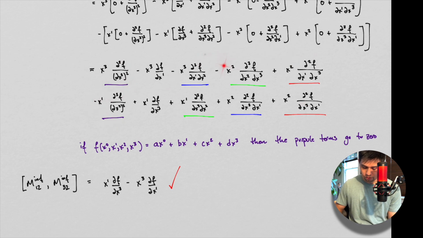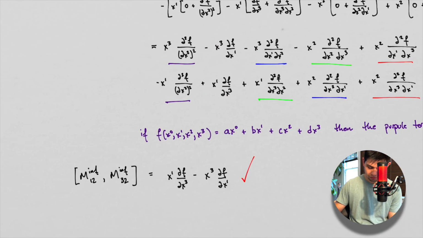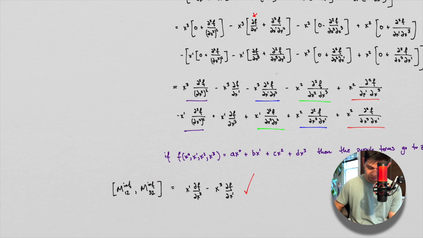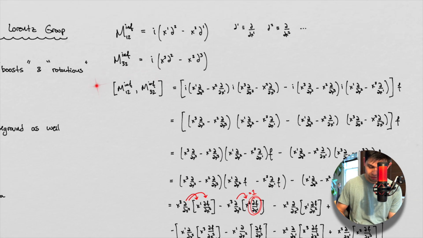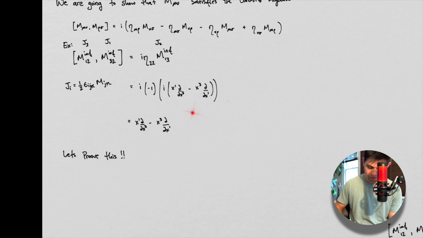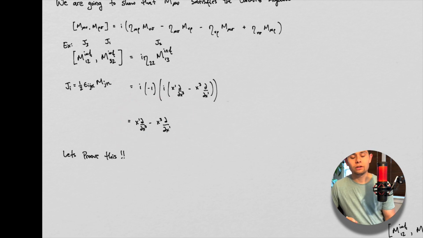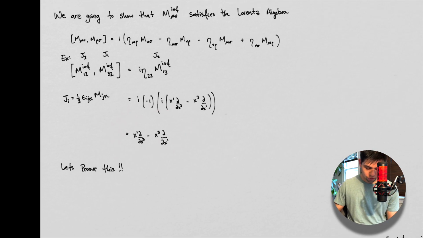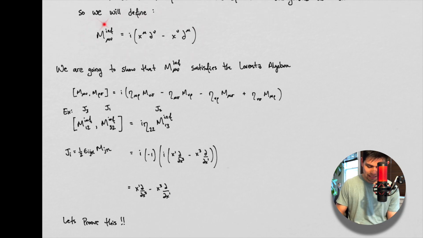All these guys go to 0 as well, right? Because we have a minus sign here and a plus sign here. So these two guys cancel, these two guys cancel, and these two guys cancel. What we're left with are these two guys. So this guy, which was way up here, right, is equal to this guy. Well, that's right here. So we've managed to show that this guy indeed works for this Lorentz algebra.